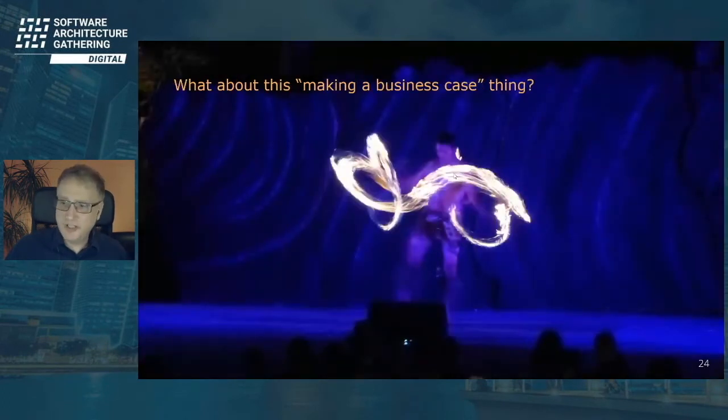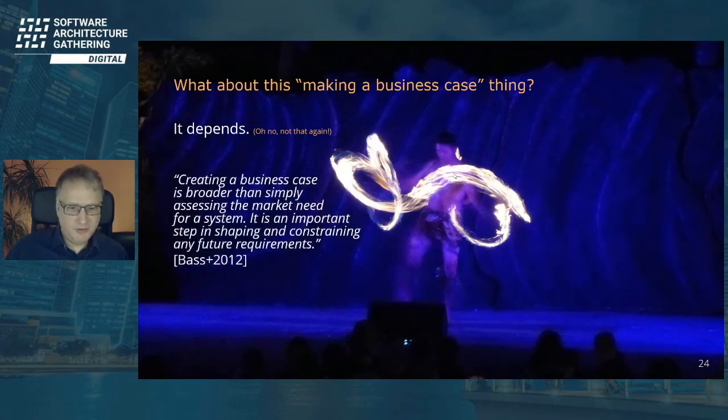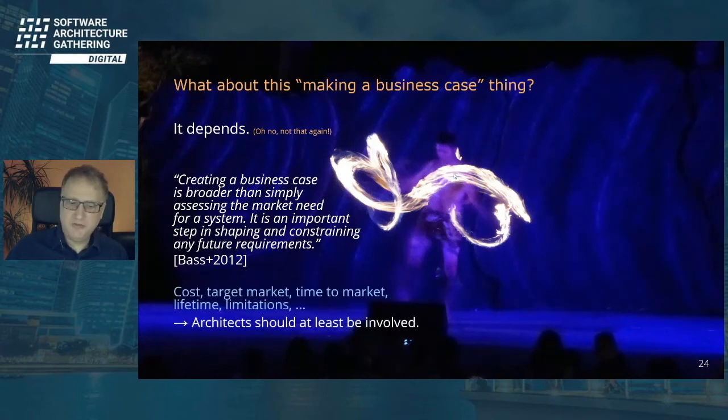What about this business case thing? Of course, it depends. As always, it depends. One thing is what Bess and Clemens and Kasman mean is they do not see a business case thing just as something that has to do with market needs. So it has to do with future requirements, costs, the target market, time to target market. This is something an architect should be knowledgeable about, and he or she should at least be involved in the decisions here, or the business case might fail.